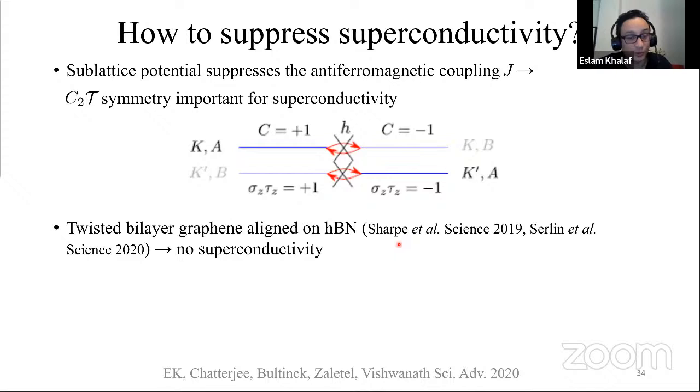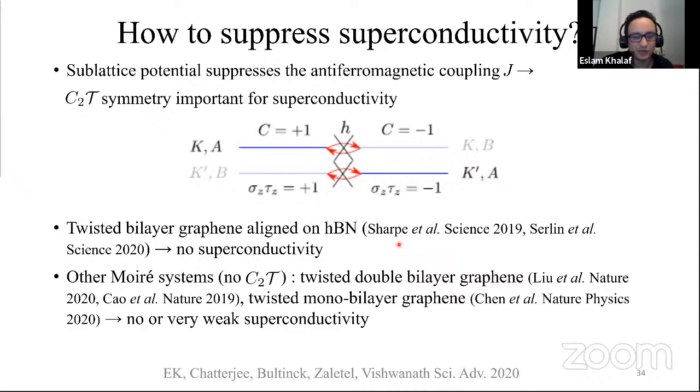Another thing is you can just look for other moiré systems which share the fact that they have flat bands, but don't have this precise symmetry. Examples of these include double bilayer graphene, if we just take two layers on top of two layers, or monobilayer, where we take one layer on top of two layers with a twist. And these systems show either no superconductivity or very weak superconductivity.